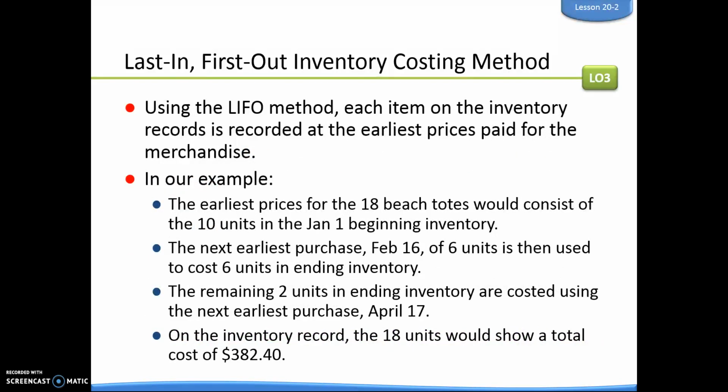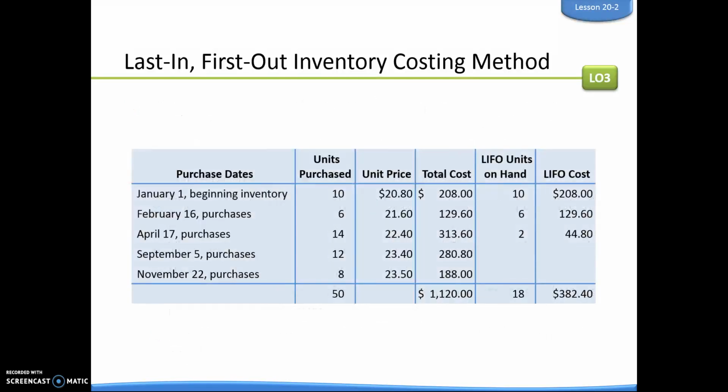So when we look at this, using the LIFO method, each item on the inventory records is recorded at the earliest prices paid. So the earliest prices for those 18 beach totes would consist of the 10 units in the January 1st one. The next earliest purchase, we did 6 on February 16th, so we would use all of those. And then our next earliest purchase was on April 17th, and we need 2 more then to get to 18. So when we do that, our inventory costing method would be $382.40.